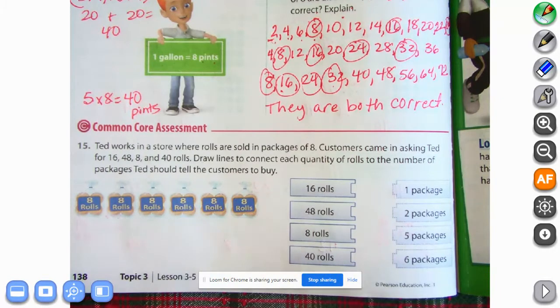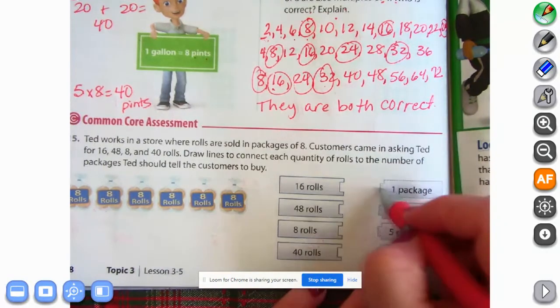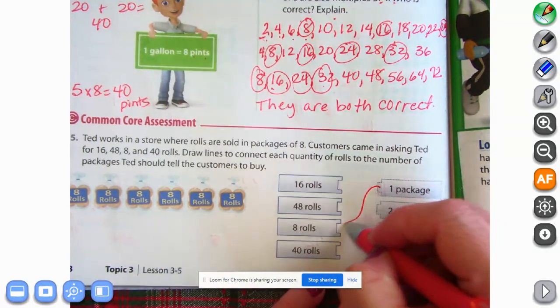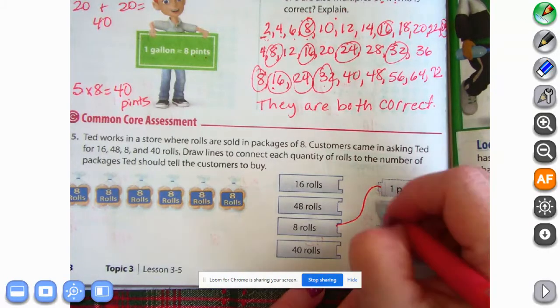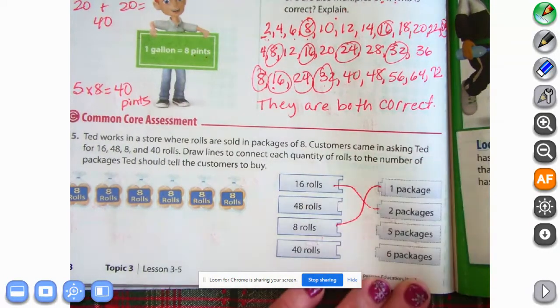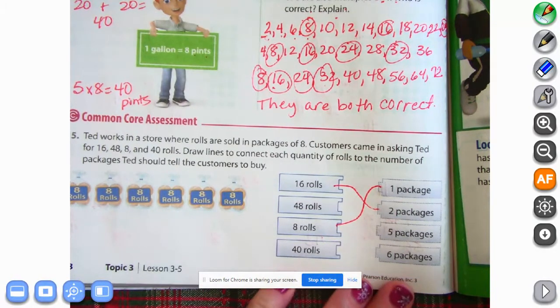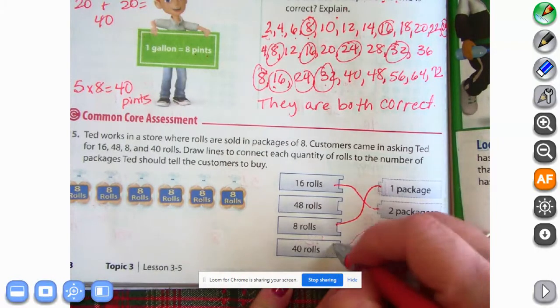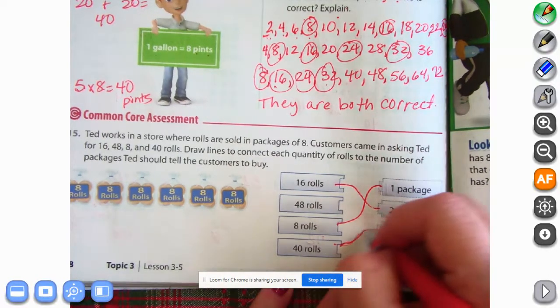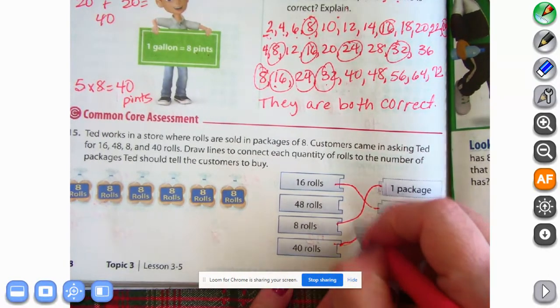All right. One package has 8 rolls. Okay. What's 8 plus 8? 16. So that would be 2. What's 8 times 5? 5 would be 40. And 8 times 6 would be 48.